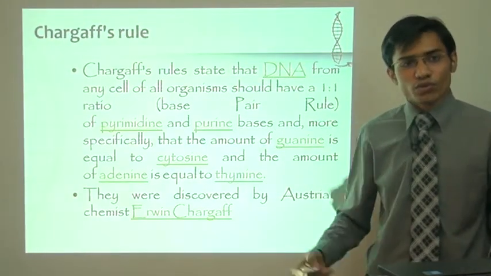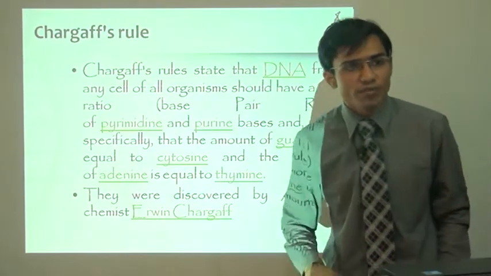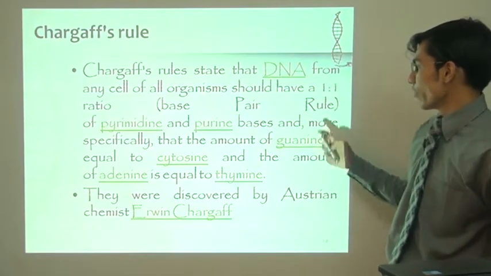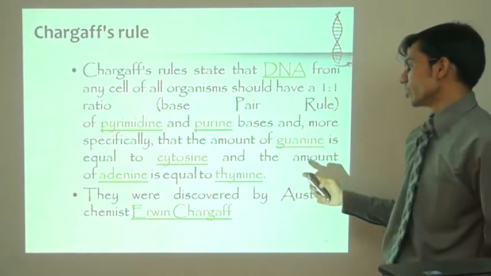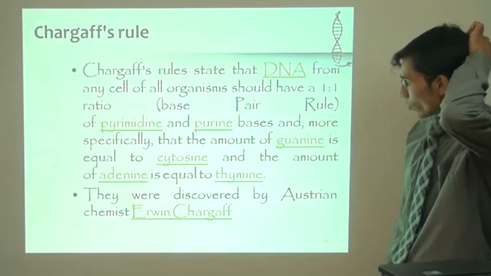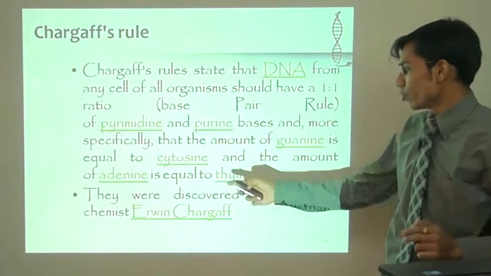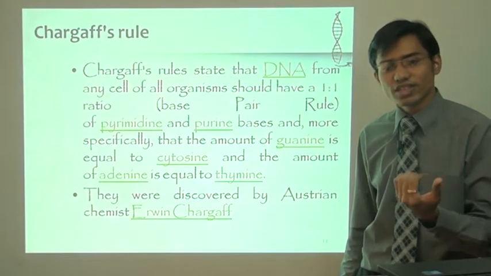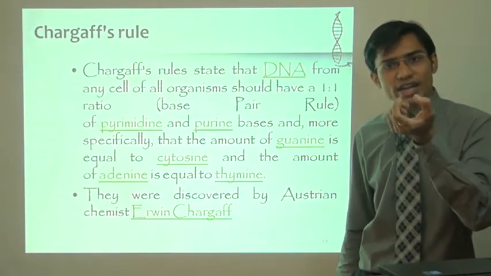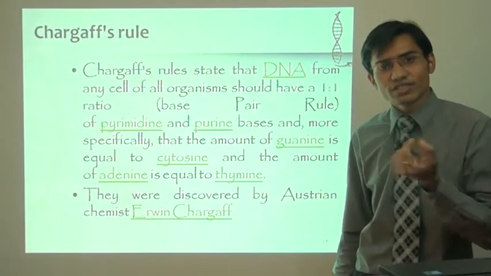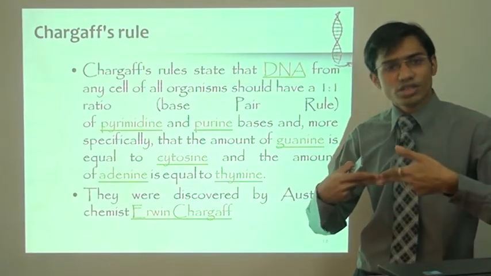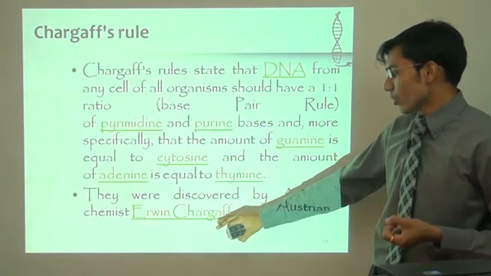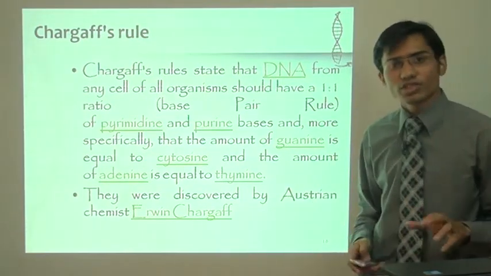Then there is Chargaff's rule. Chargaff's rule states that DNA from any cell of all organisms should have a 1:1 ratio of pyrimidine and purine bases, and more specifically that the amount of guanine is equal to cytosine and the amount of adenine is equal to thymine. So basically this rule states that there is an equal amount of adenine with thymine and guanine with cytosine. They base pair together in a typical DNA structure. This rule was discovered by Erwin Chargaff, that's why it's called Chargaff's rule.